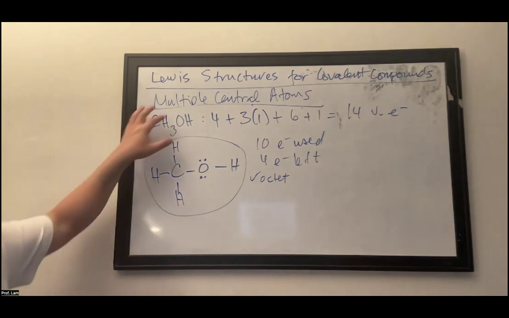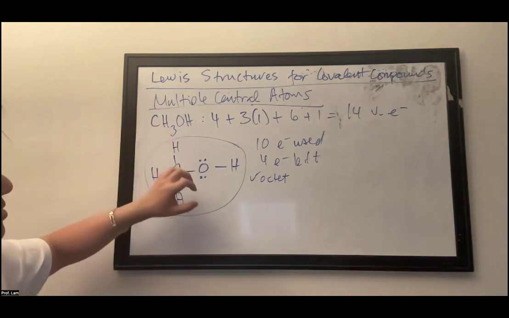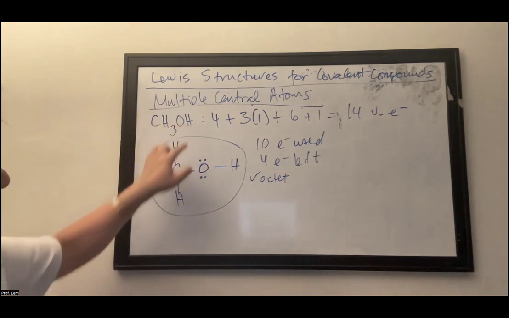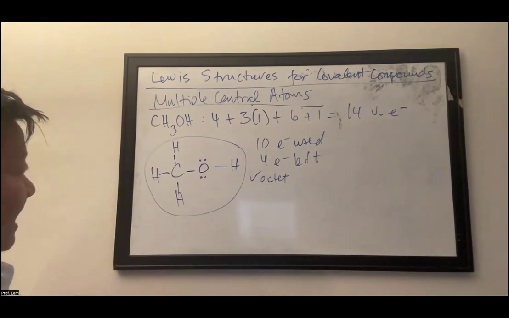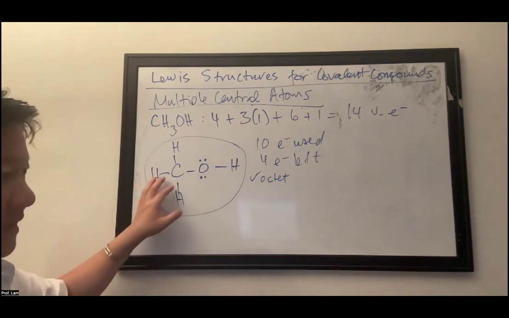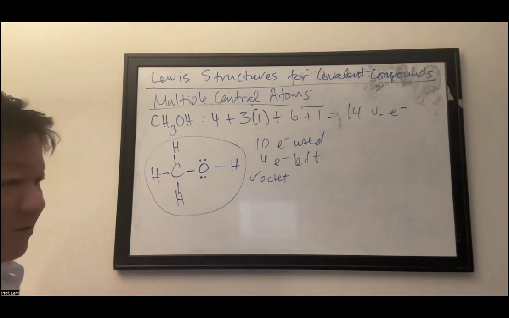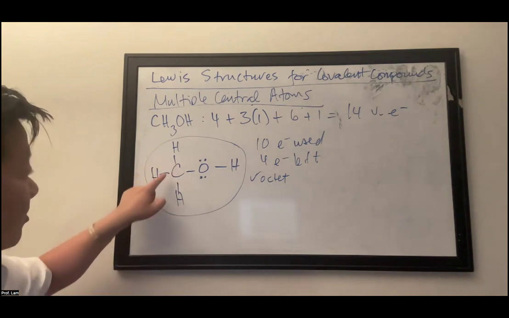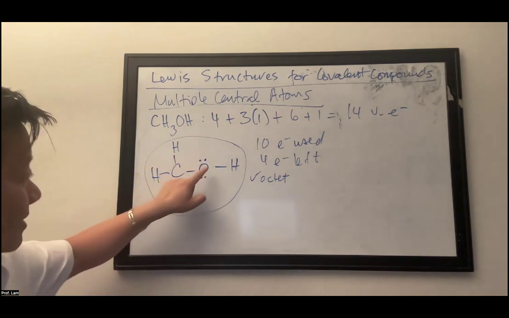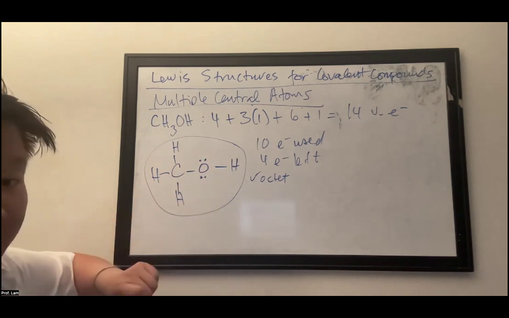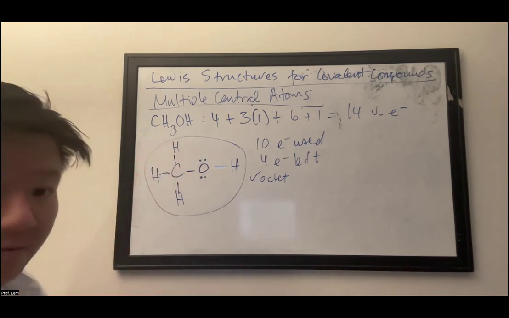So notice how with multiple central atoms and bigger structures, I can use how it's written out to help me get that structure right. And look at the bonding pattern. Carbon likes to make 4 bonds, no lone pair. Oxygen likes to make 2 bonds and 2 lone pairs. Hydrogen's always making 1 bond, right?